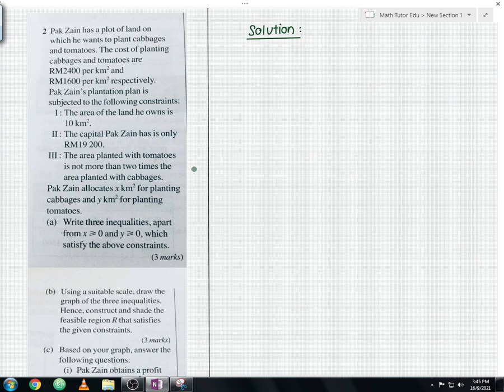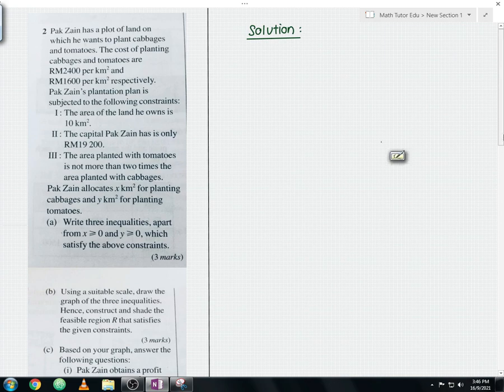For the question part A, write 3 inequalities apart from X more than equals to 0 and Y more than equals to 0 which satisfy the above constraints. In this case, the following 3 constraints here. Continue to read the question part B. Using a suitable scale, draw the graph of the 3 inequalities. Hence, construct and shade the feasible region R that satisfies the given constraints.